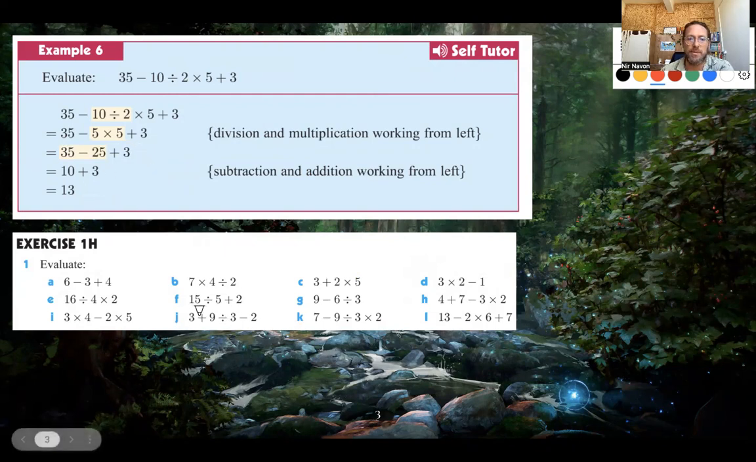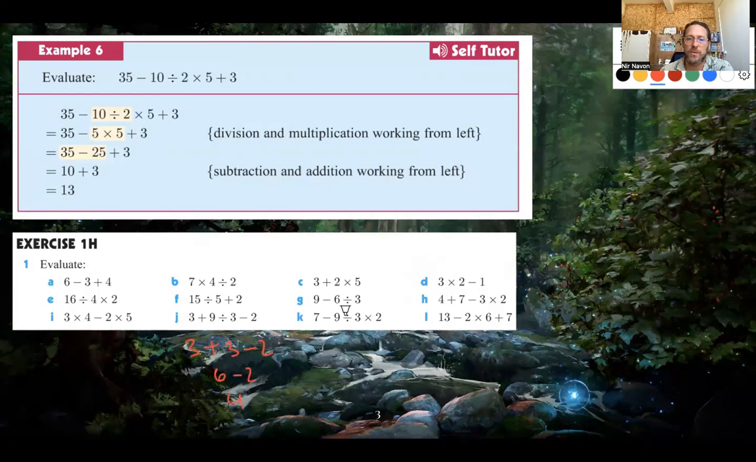Let's look at an example. Let's work with this one. Here I see addition, division, subtraction. First I start with the division. So that would be 3 plus 9 divided by 3 is 3, minus 2. Now we have addition and subtraction. I'm working from left to right, and I'm left with a 4.